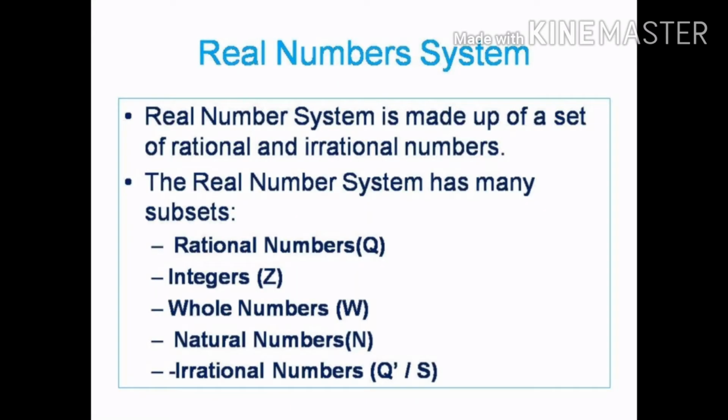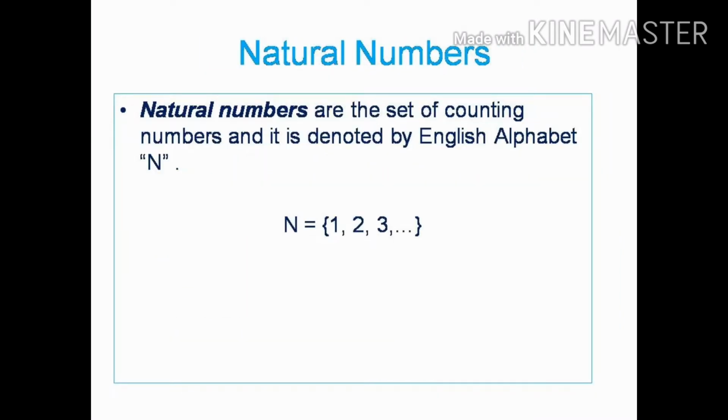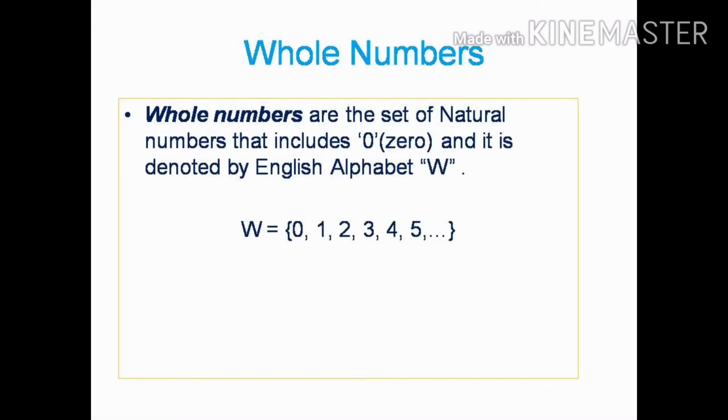We already discussed the rational numbers with their properties in the 8th standard. Let us revise those things. When we talk about rational numbers, we should start from the natural number set. The natural number set is the set of counting numbers and it is denoted by the capital letter N. These numbers are used for counting things, objects, items.